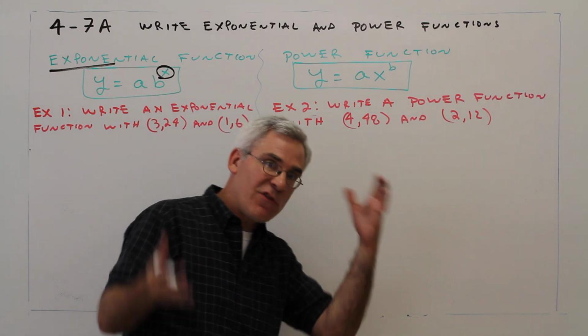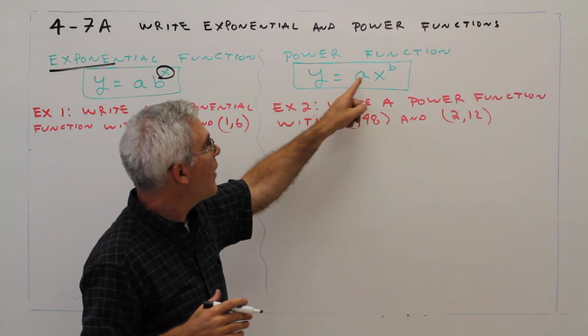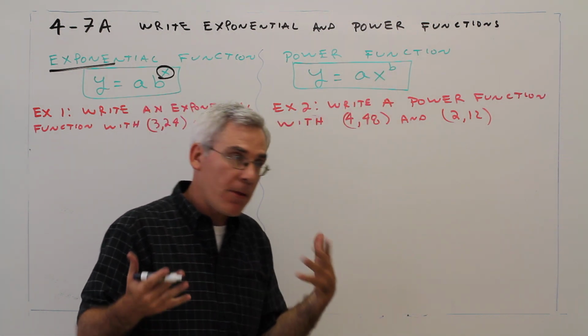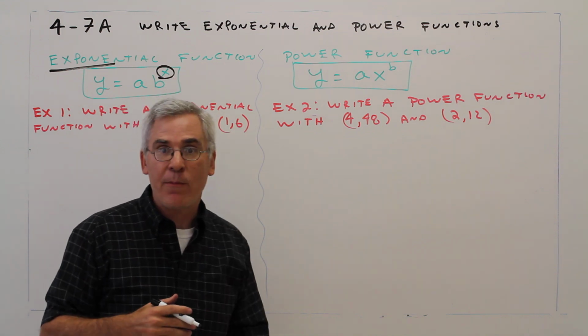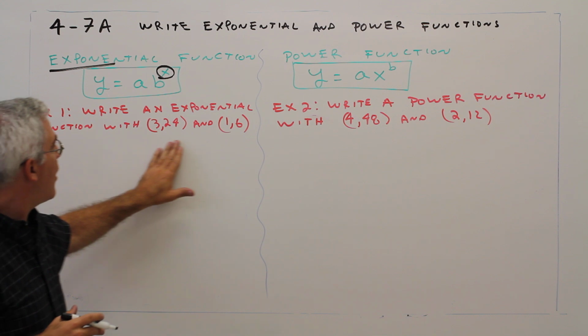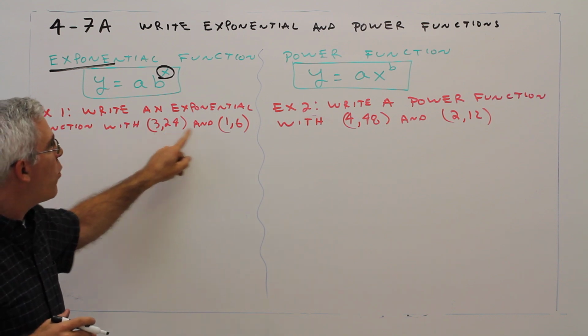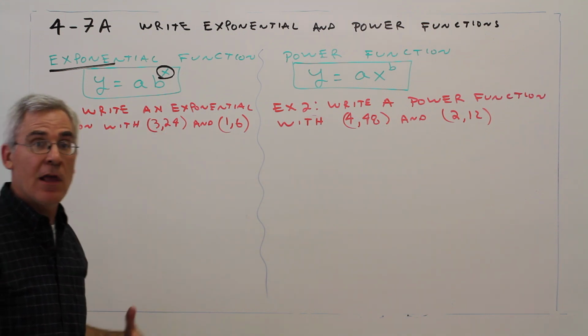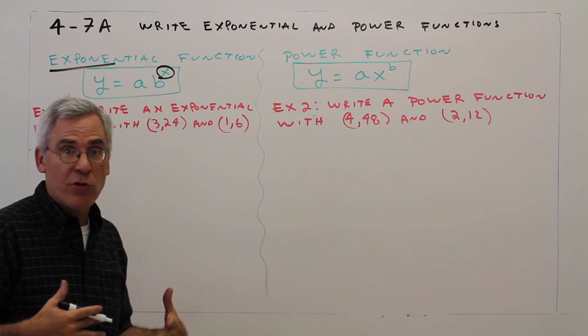Power function is just the other way around. Y equals ax to the b. Okay, again, x is the exponent is how I remember that. All right, here's an example of each. We're given the ordered pairs 3, 24 and 1, 6, and we want to write an exponential function.